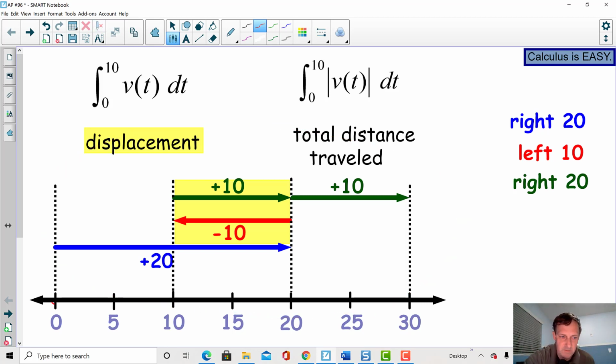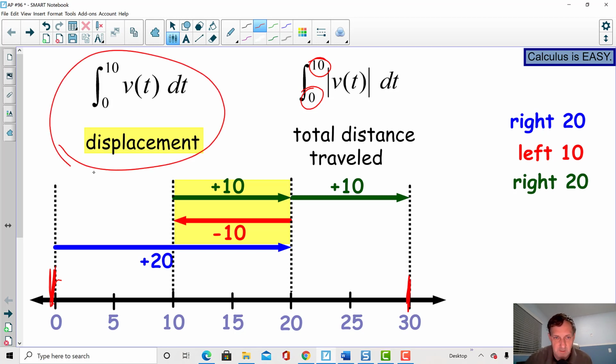And you notice that if we start at 0, and we go right 20, left 10, and right 20, we will end up at 30. So this is during a 10-second time interval. So t goes from 0 to 10. And so you can see that we are 30 units away from where we started 10 seconds ago. So we would say that the displacement was 30. And that's because this plus 10 cancels with this minus 10.